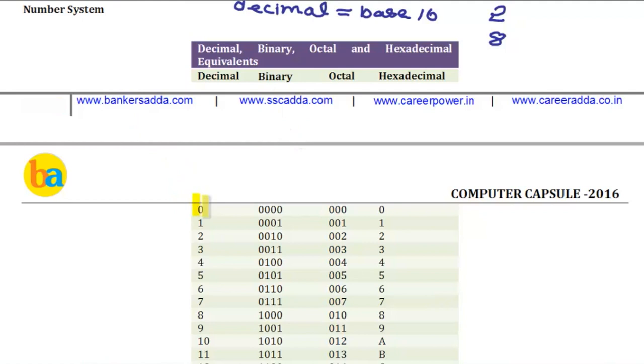So 0, as we know, is 0 in decimal. In binary, this is a 4-bit binary code, and it is also represented as 0000. Then in octal, octal is usually represented by 3 bits, that is 000. And for hexadecimal, that is also a 0.